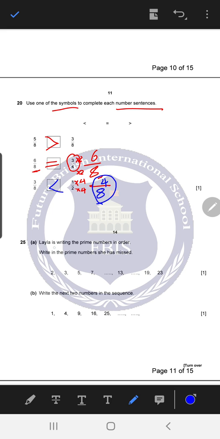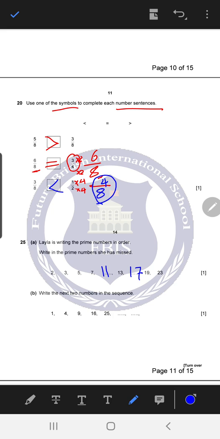Question number 25. Laila is writing the prime numbers in order. 2, 3, 5, 7, 11, 13, 17. We need to memorize them, or remember that a prime number is a number that has only 2 factors.